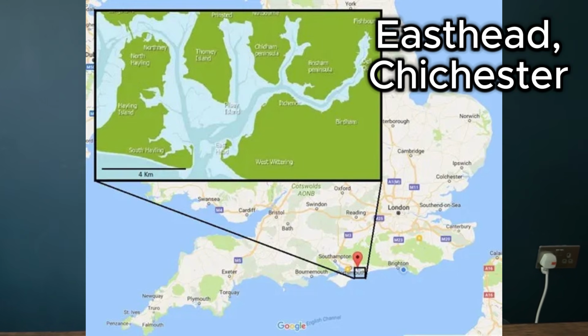Then we come on to some of our more niche examples, if you like. And this is where we're looking at East Head in Chichester, which we'd probably put down as a more adaptive management style.